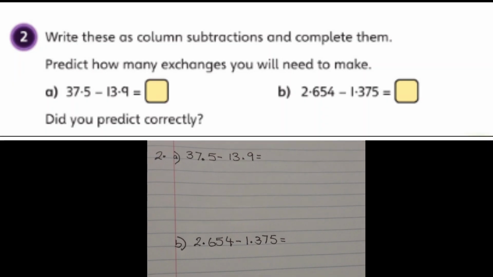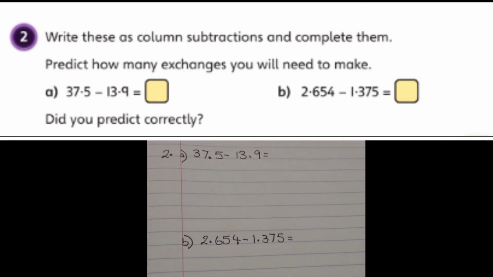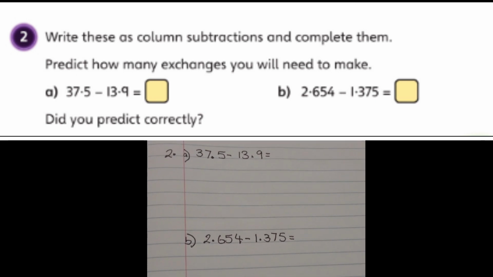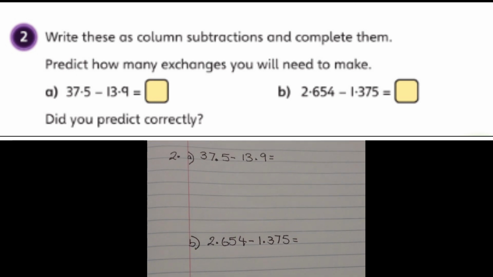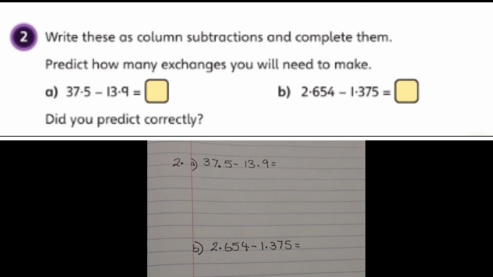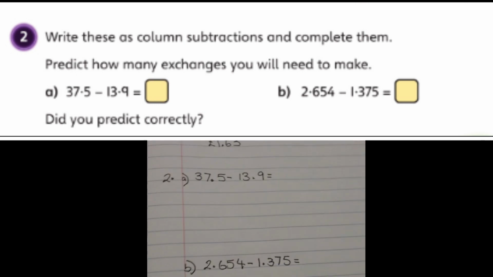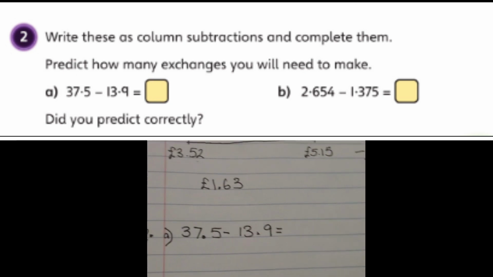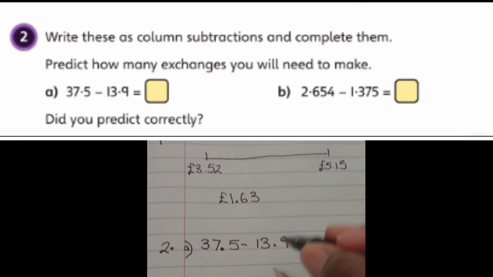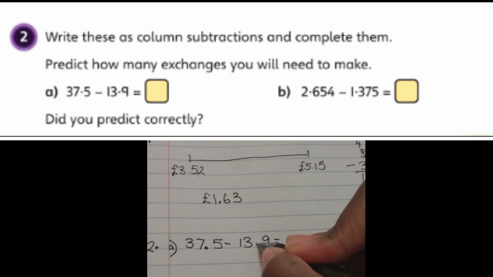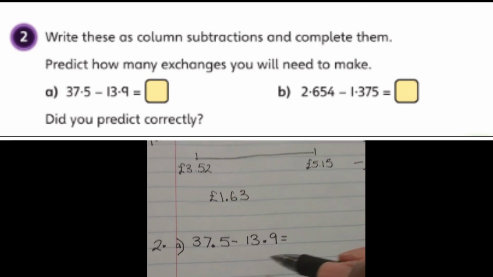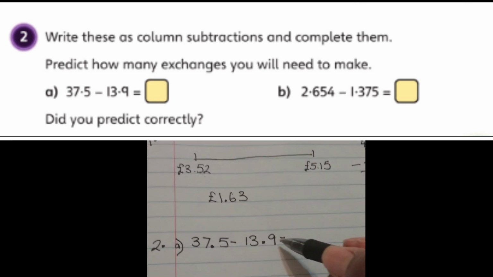It says, write these as column subtractions and then complete them. Predict how many exchanges you will need to make. Okay, so for A, it says 37.5 take away 13.9. So before I write it as a column subtraction, let me predict how many exchanges I'll have to make. I'm going to use my decimal point to help me mark the places off. So I have the tenths and the tenths.